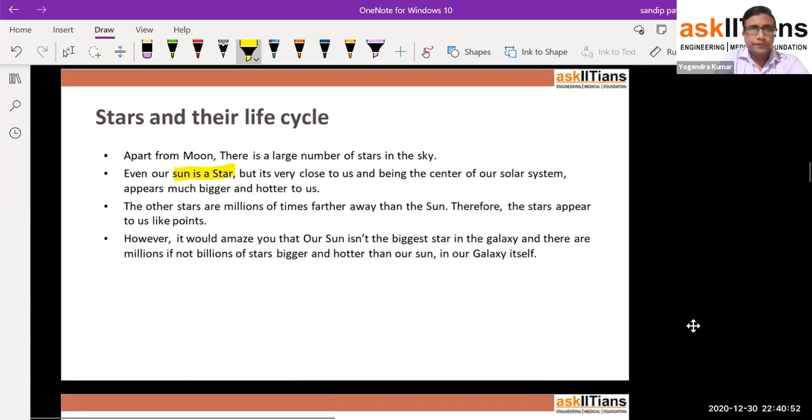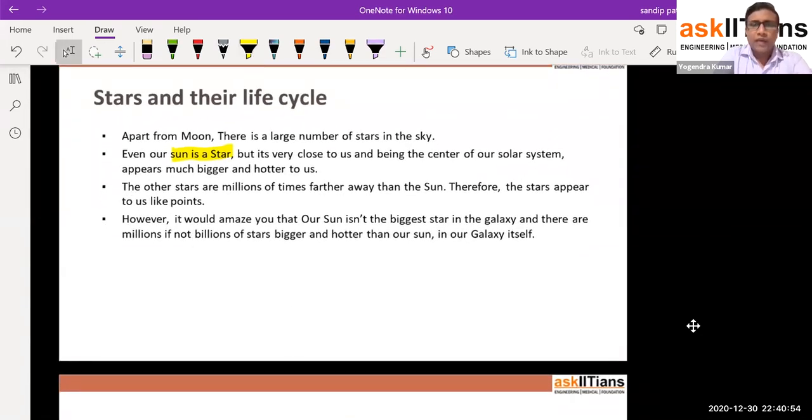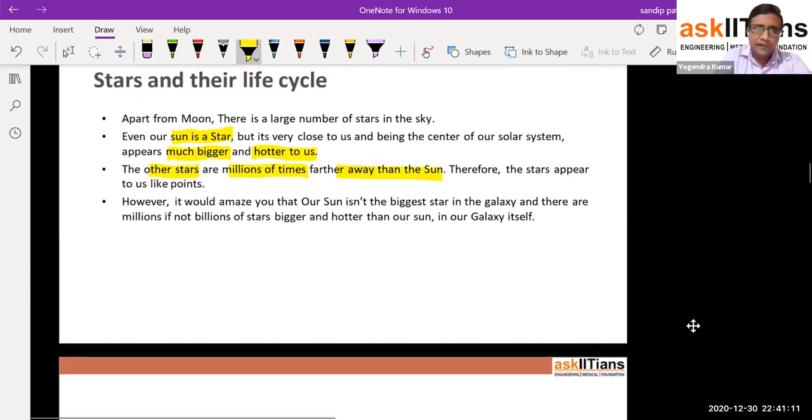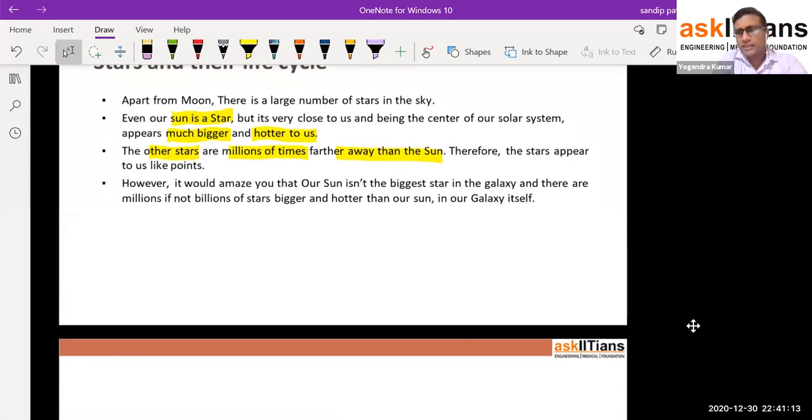Okay. So here you can see why we can see only the sun: because the sun is very close to us and therefore we can see it as bigger and very hot, right? It also gives us the heat as well as light, right? Other stars are a million times further away than the sun, very very far away, so we can see those stars are very small actually.